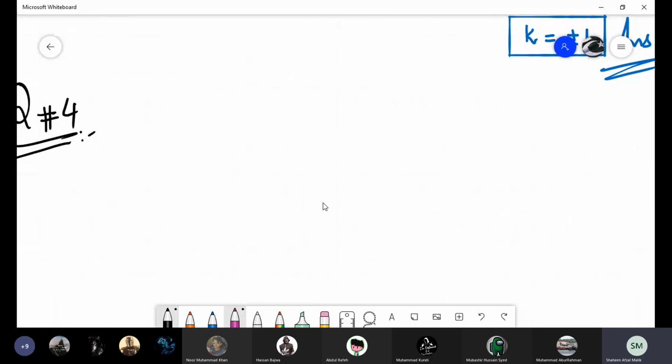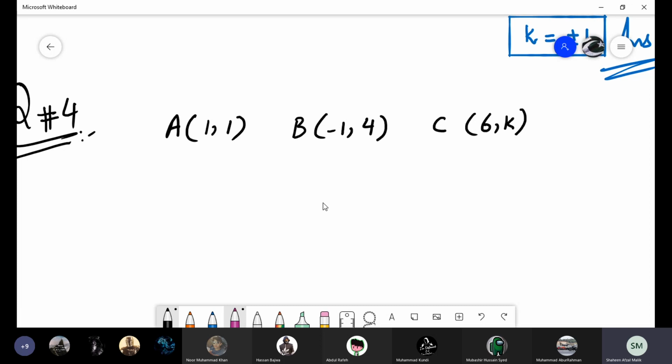What are the coordinates? A is (1, 1), B is (-1, 4), C is (6, K). What is the question? Find the value of K if AB is perpendicular to BC.